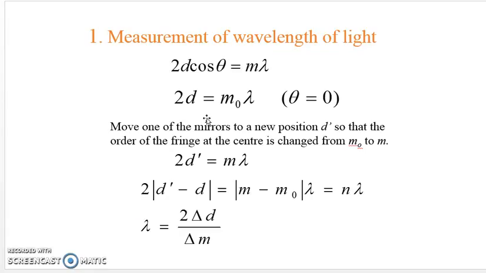The Michelson interferometer is used to measure the wavelength of light. This is the condition for minima, and 2D is equal to m0 lambda when theta is equal to 0. If you move the movable mirror from position D to D prime, then the new condition is 2D prime equal to m lambda when theta is equal to 0. Therefore, when the mirror is moved from D to D prime, the path difference between the two positions is 2 into (D prime minus D) equal to (m minus m0) into lambda, which is equal to n lambda. Here n is the number of fringes displayed at the center. Therefore, lambda, the wavelength of incident light, is equal to 2 delta D by delta m. Here delta D is the displacement of the movable mirror and delta m is the number of fringes moved across the field of view.